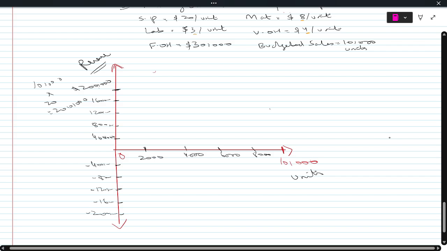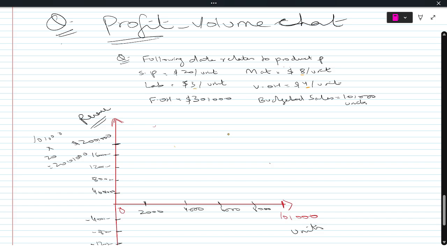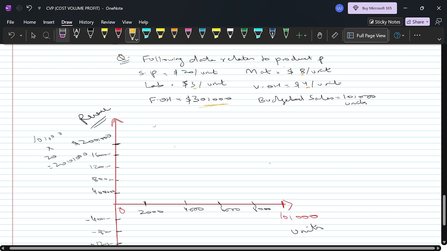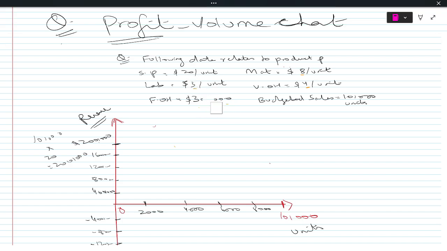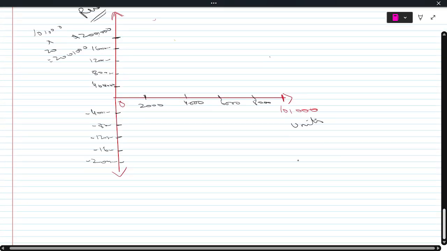Now how would you draw the profit to volume line? Remember that the first point would be at 0 units. If you have 0 units, do you think you are going to make any kind of profit? Obviously not. You're not going to make any kind of profit, but what you will make is a loss. Why? Because no matter if you sell 0 units, the fixed cost will always be there. The fixed cost will have to be paid regardless of how many units you sell, 0 or 100.